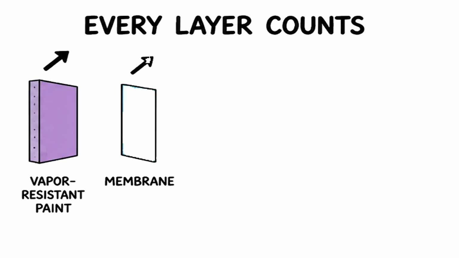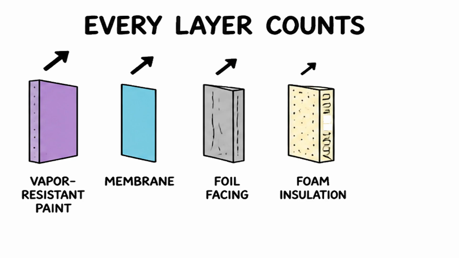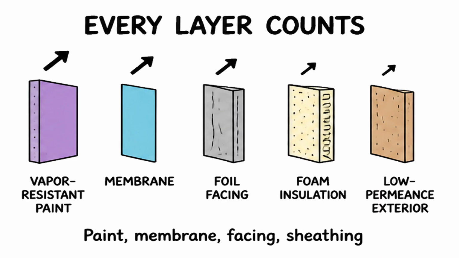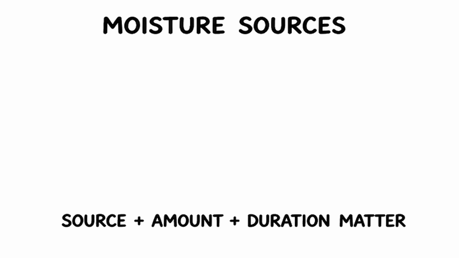Drying can be restricted by vapor-resistant paints, membranes, foam facings, coatings, or other low-permeance layers. Every layer counts, not just the insulation. Paint, membrane, facing, and sheathing all matter. Drying potential does not eliminate the need to control moisture entry.